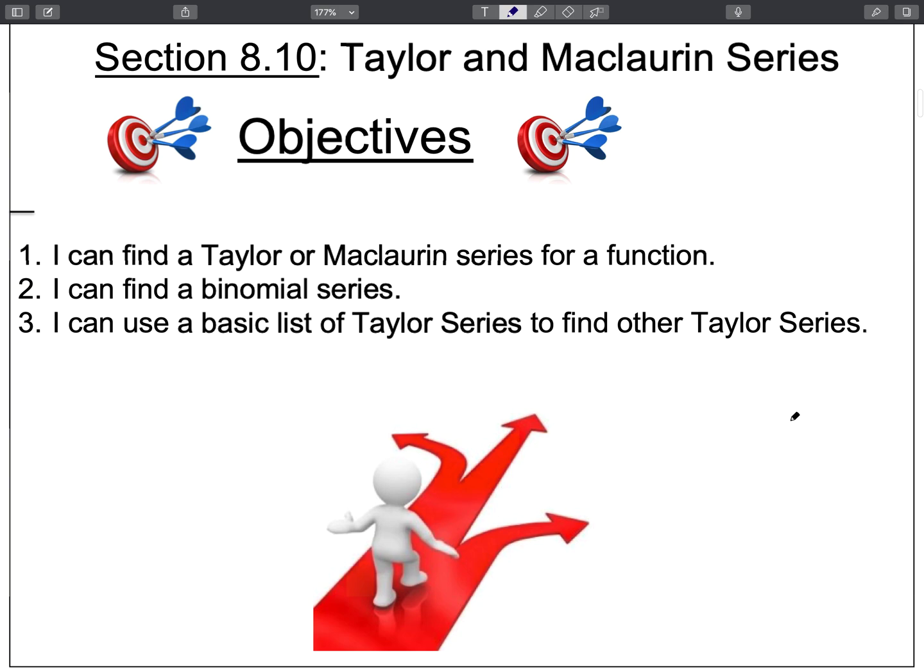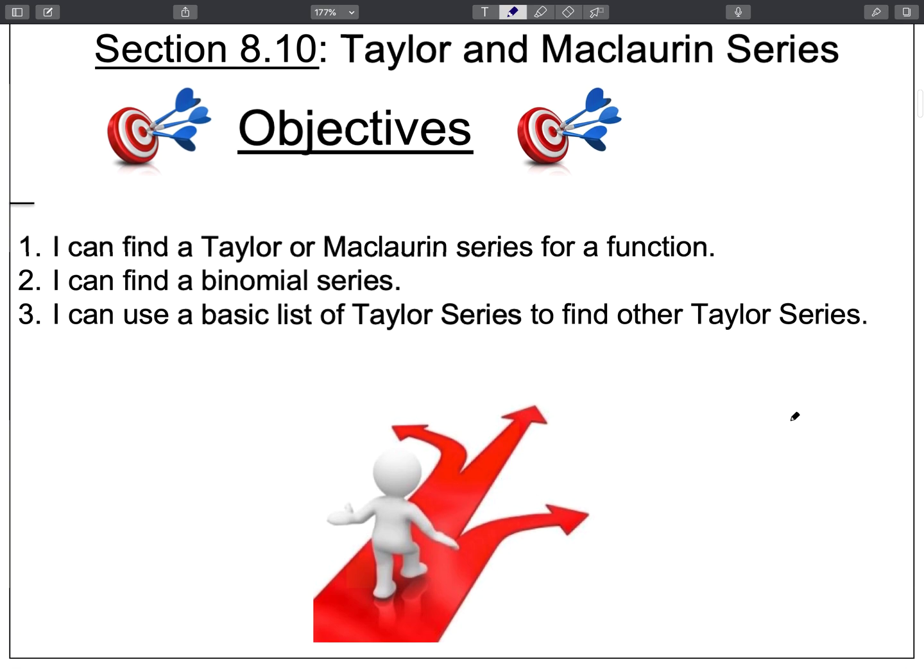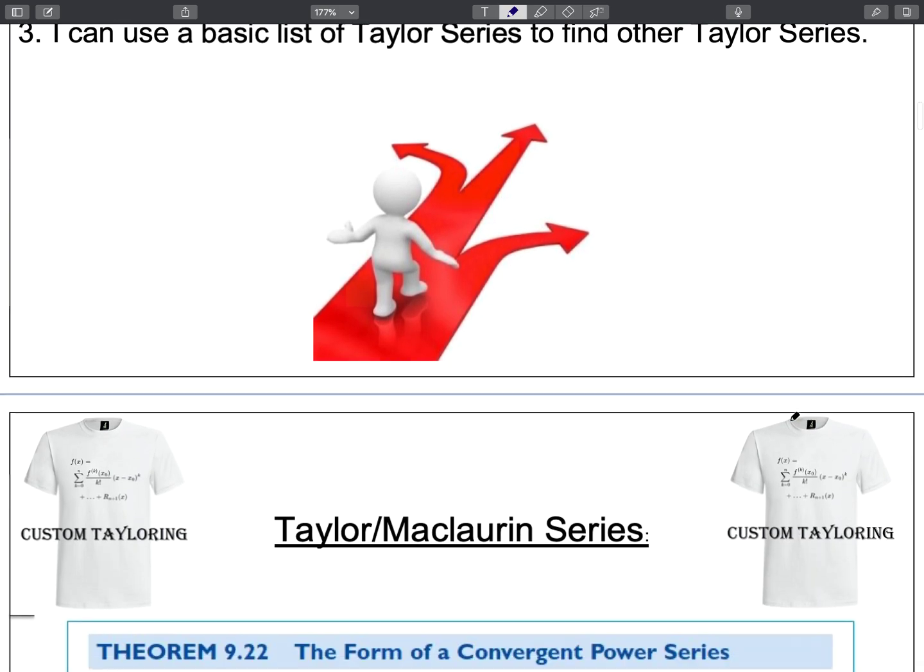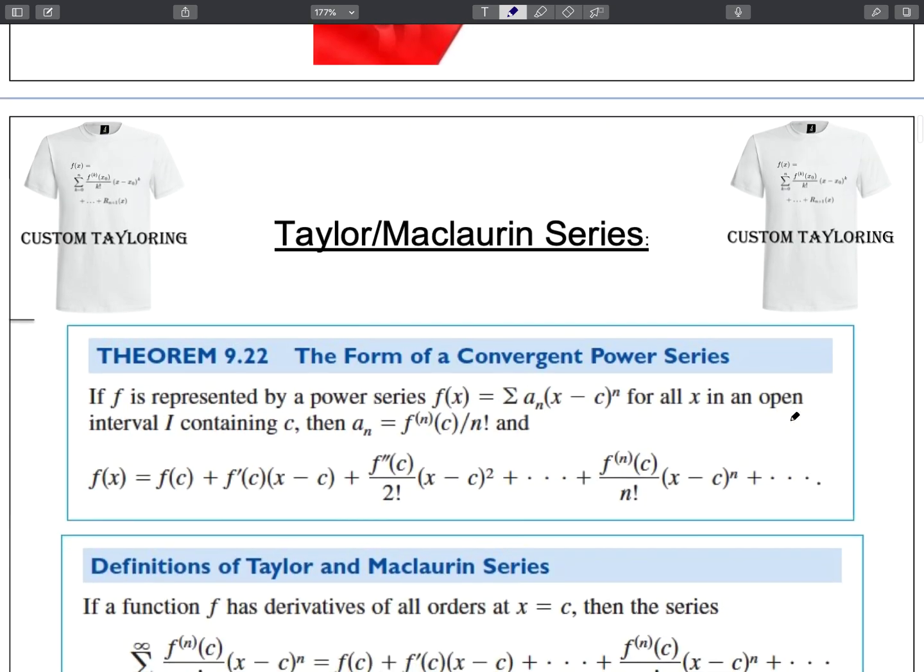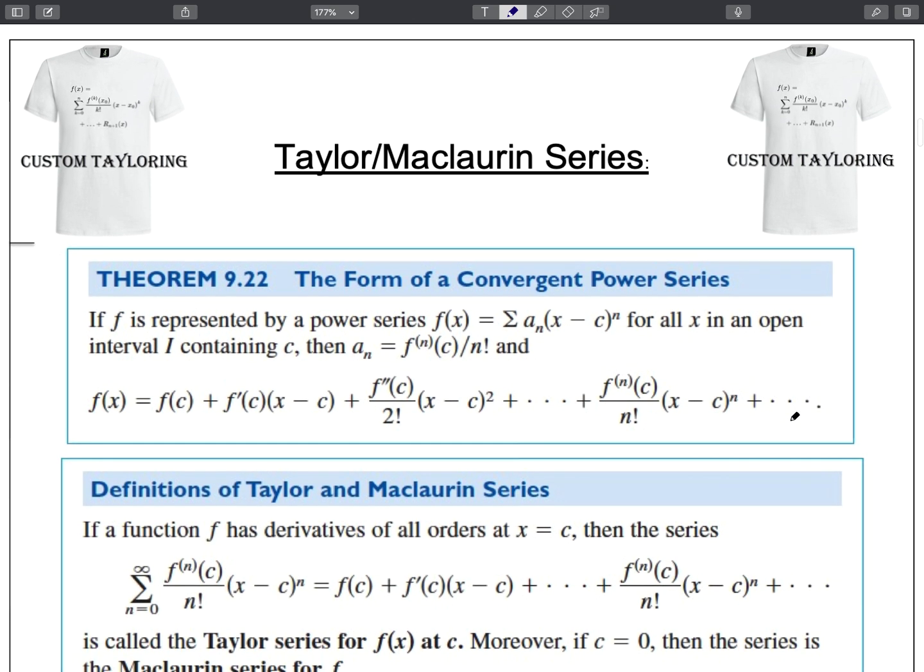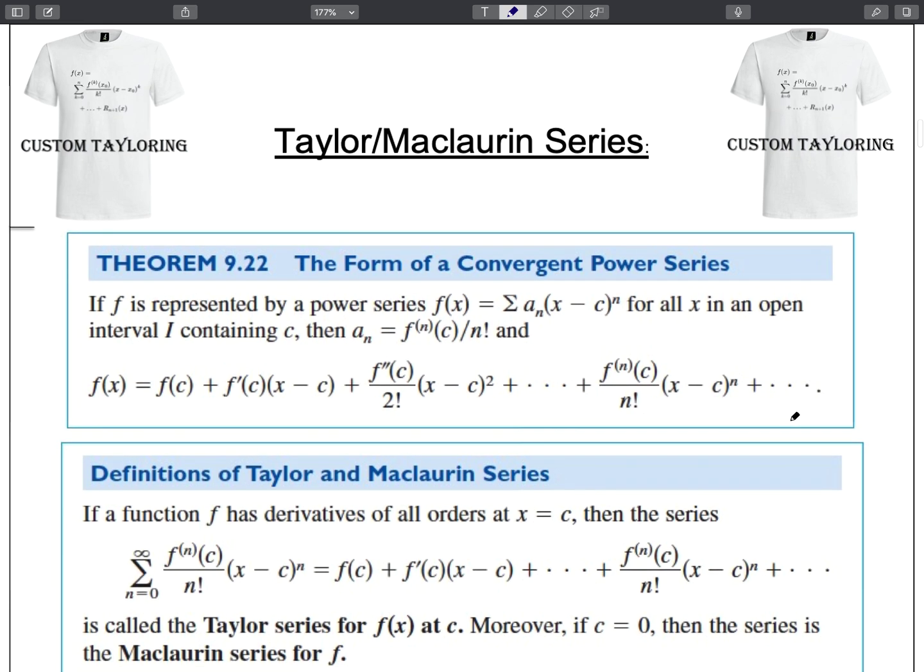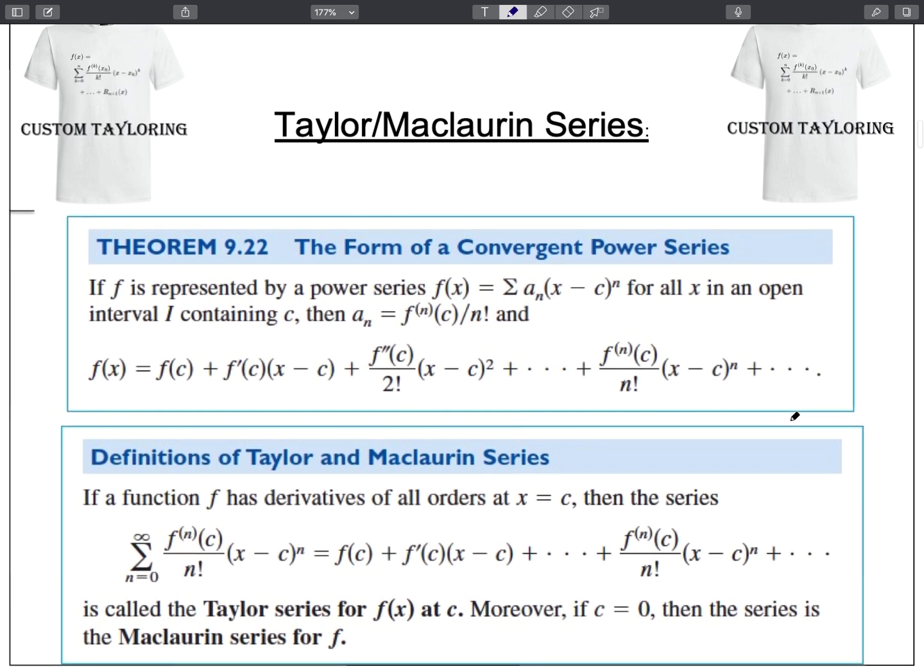Of course, since this is the last section, we also get to see some more shortcuts, which will help save us some time in some other situations. So the section starts by reminding us what Taylor and Maclaurin series are. In this case, it tells us the form of a convergent power series. If you look at that first box in Theorem 9.22, the form of a convergent power series, you'll say, yeah, it looks kind of like what we would expect for building a Taylor series.